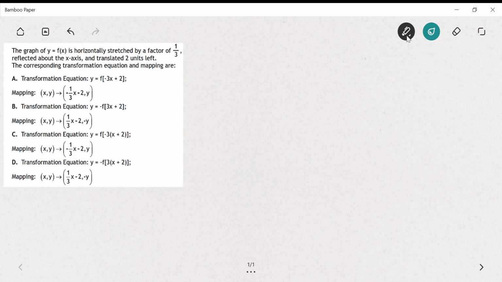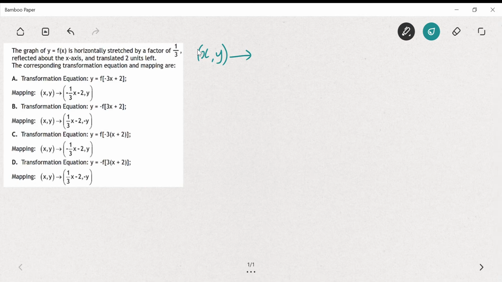This question's asking us to find both how the original point maps to the image point, and also how the original function becomes the transform function. What's the equation of the transform function? So I'm just going to follow what the transformations are for some point x, y. I'm going to start off with a point on the original function and do what they tell me to do.